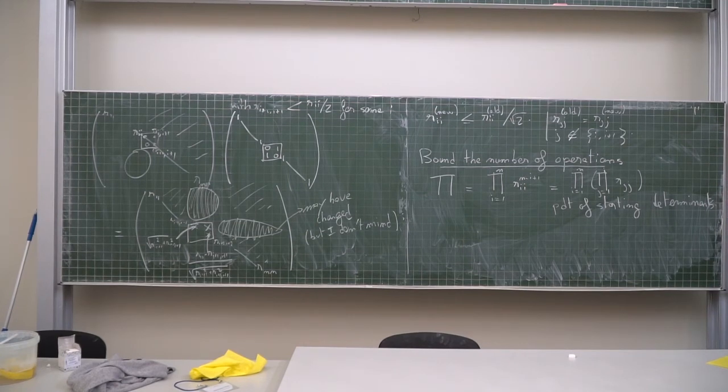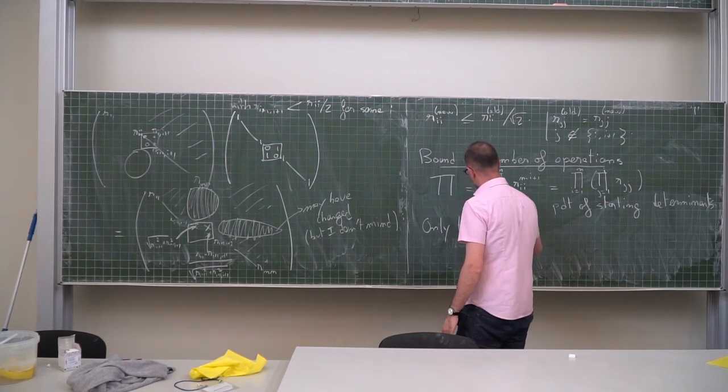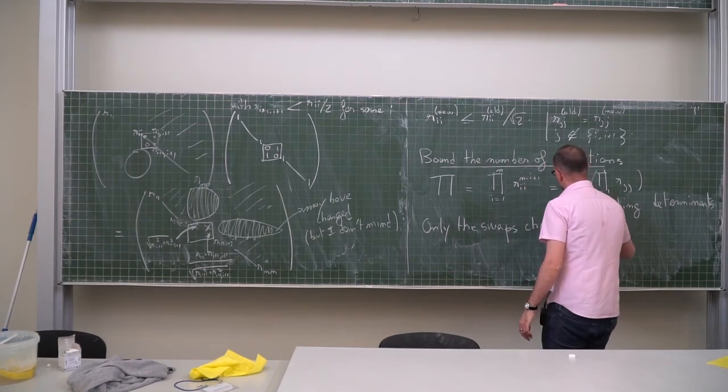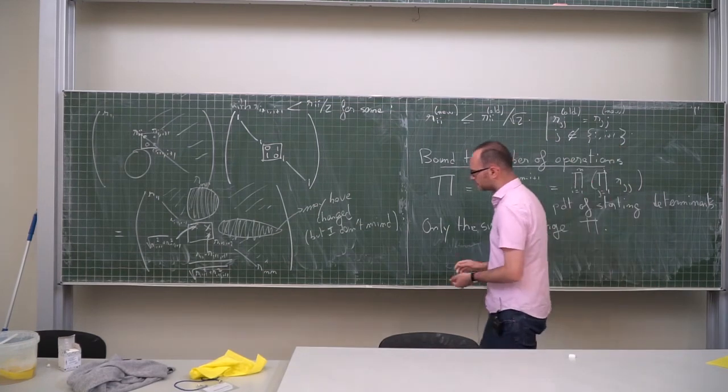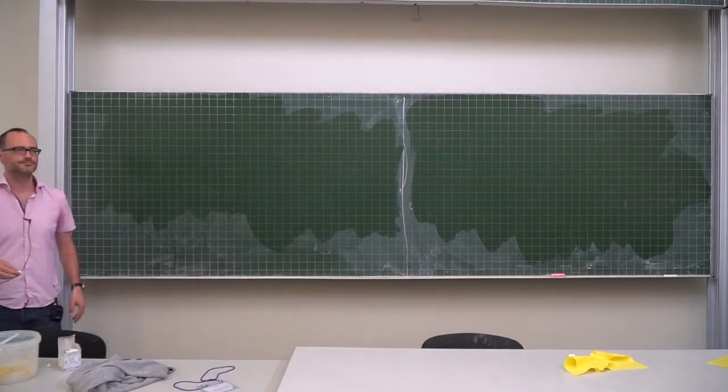Okay, so the first observation about pi is that the only operation in everything I did so far that changes pi is these Gauss swaps. Because the R_ii are not changed by size reduction, they are not changed by computing R, so the only thing that changes pi is just the swaps. Okay, so how does a swap change pi?